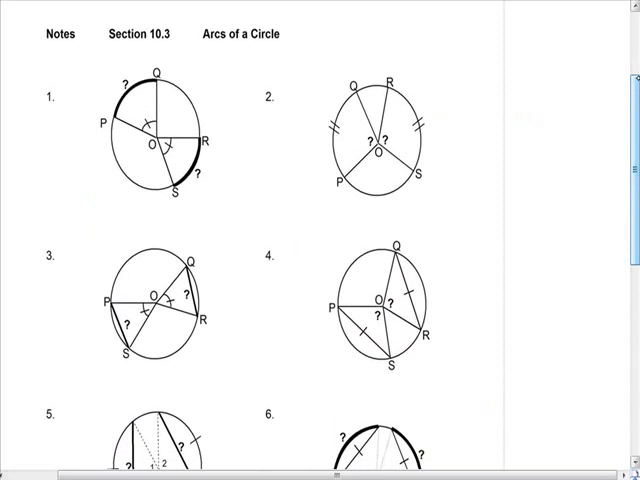And we have some pretty straightforward relationships between central angles and arcs. For example, if you know that two central angles are equal, you know that their intercepted arcs are equal. So I could say that arc PQ is congruent to arc SR.